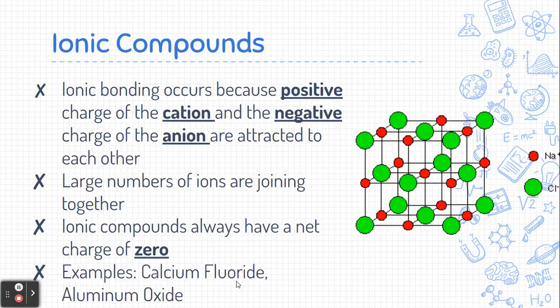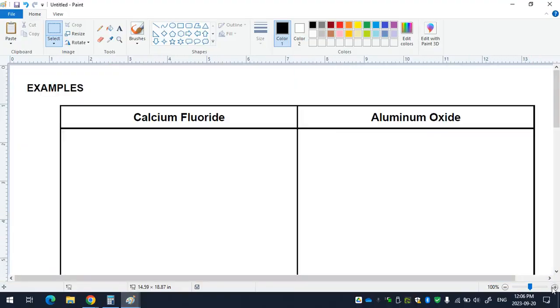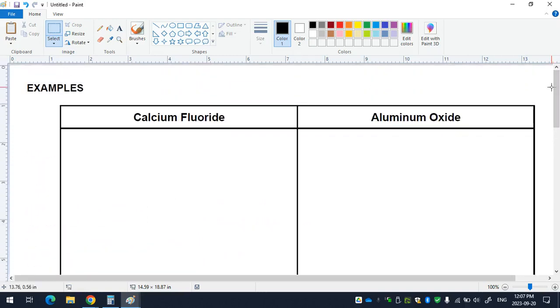All right. So examples, calcium fluoride and aluminum oxide. Let's actually sketch each one of these two. Ionic compounds. Do we have a second page? Yes. All right, everyone. Let's go to this page right here. Let's do the example. Calcium fluoride. So what are we going to do with this? What's the symbol for calcium?